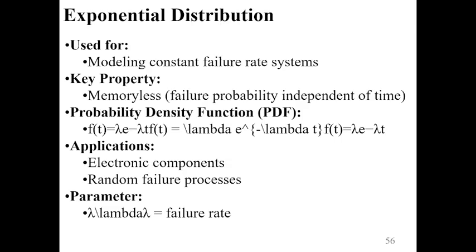The probability density function is defined in terms of the failure rate parameter, lambda, which represents the rate at which failures occur. This distribution is commonly used in reliability analysis of electronic components and other systems where failures occur randomly and independently over time.